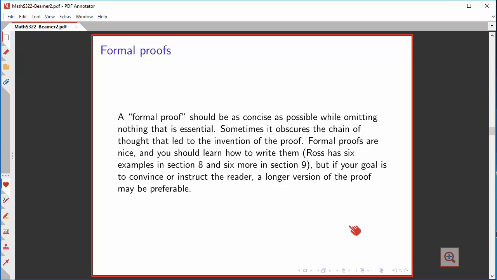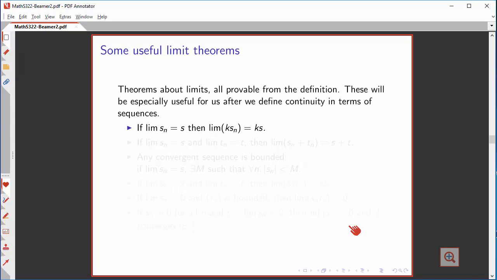And if your goal is to instruct your audience, it might be that something that's a bit longer than a true formal proof is appropriate. Now let me present some theorems about limits. We can prove all of these from the definition, and most of them will in fact be proved in class.